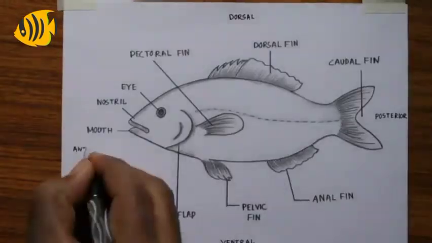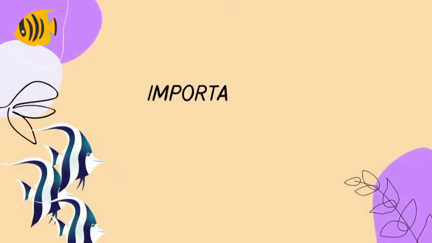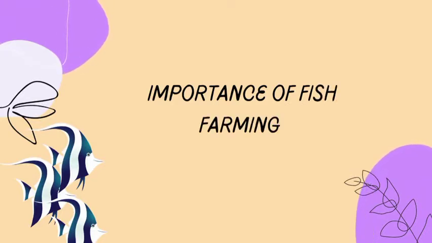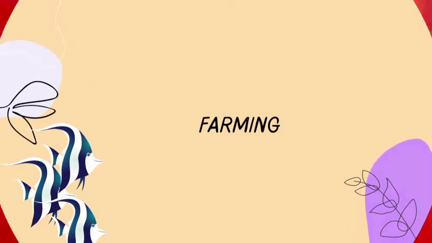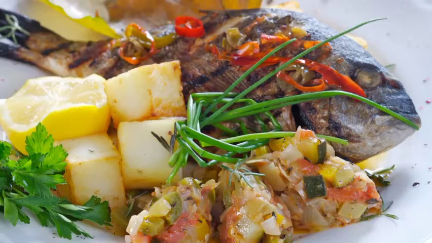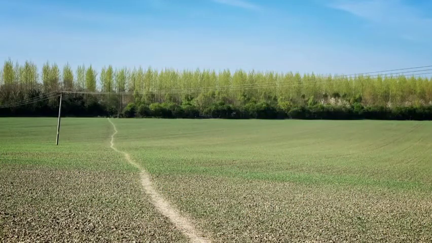Now let's look at the importance of fish farming. What are the usefulness of fish farming, or the benefits to mankind? The first one, of course, is that it is used for food. It is a good source of protein. Fishes are used for food.